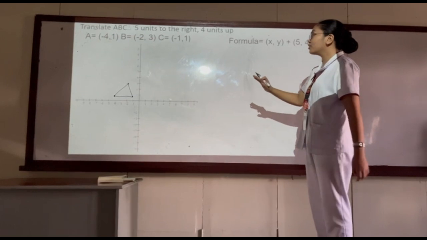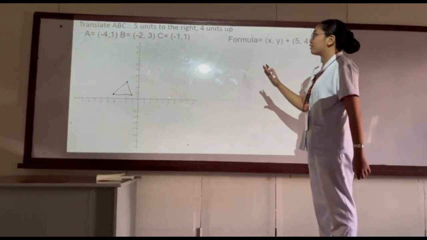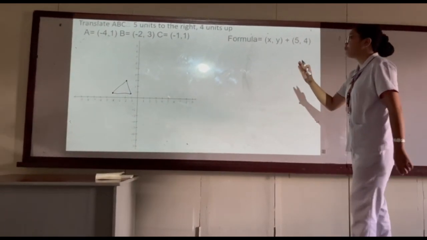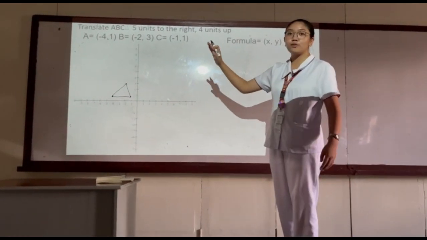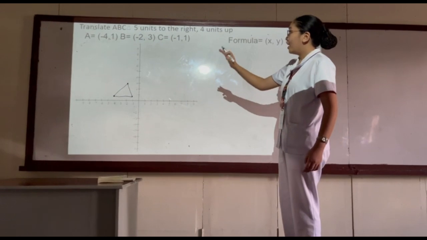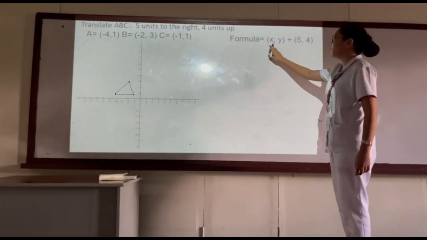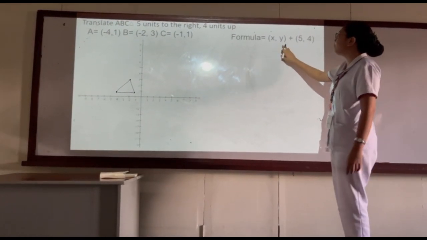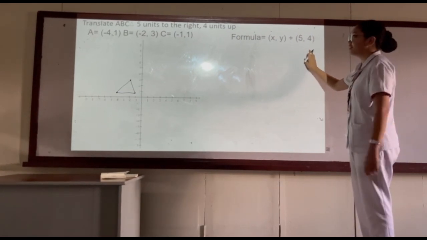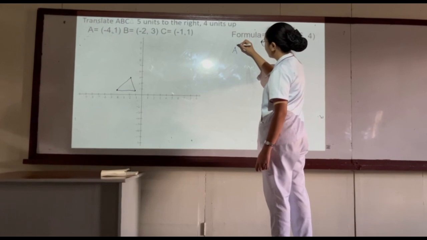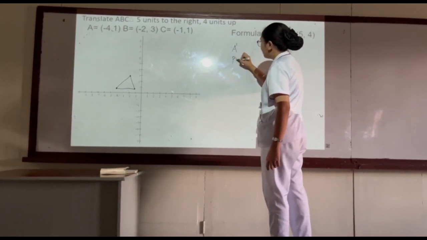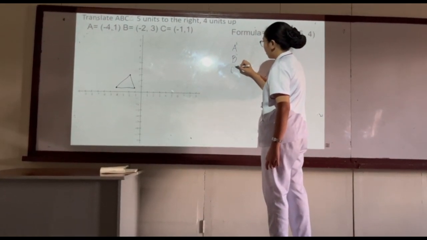In order to translate it 5 units to the right and 4 units up, we're going to add the units to their corresponding values. For every x value, 5 will be added, and for every y value, 4 will be added. So this will be our new coordinates. It will be called A prime, B prime, and C prime.